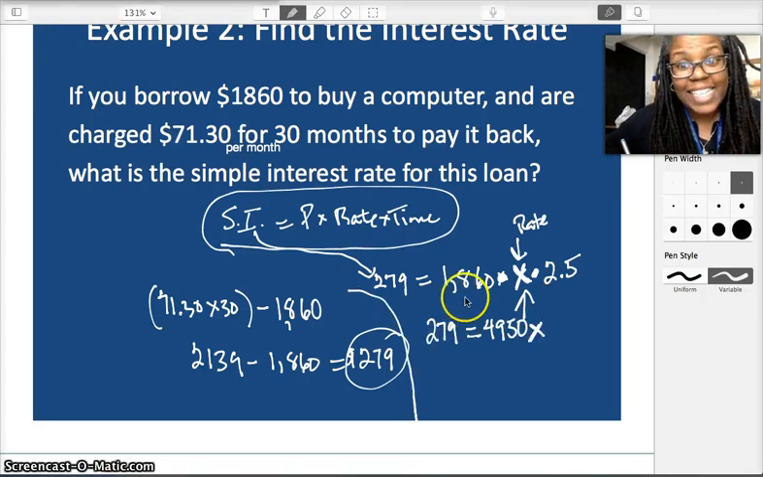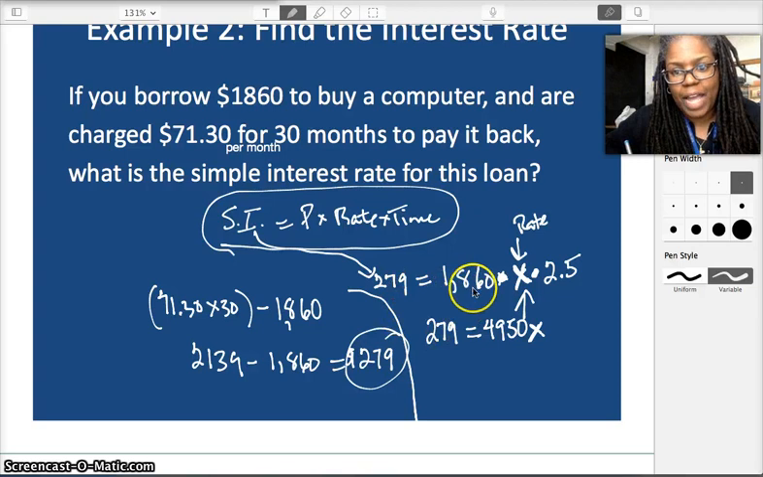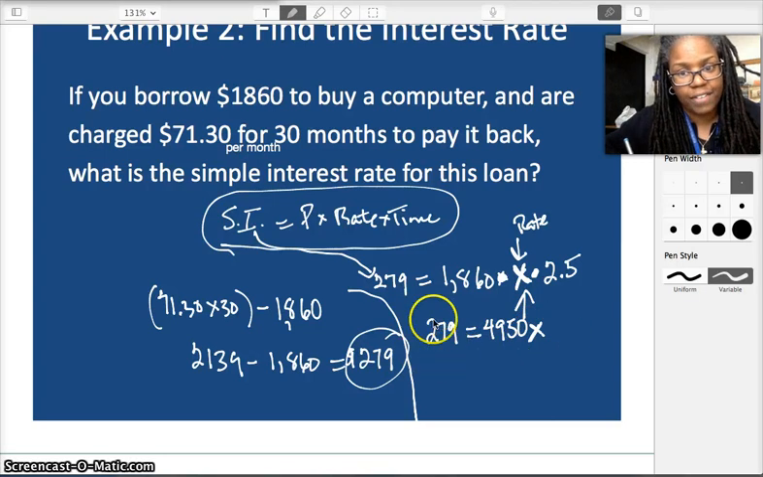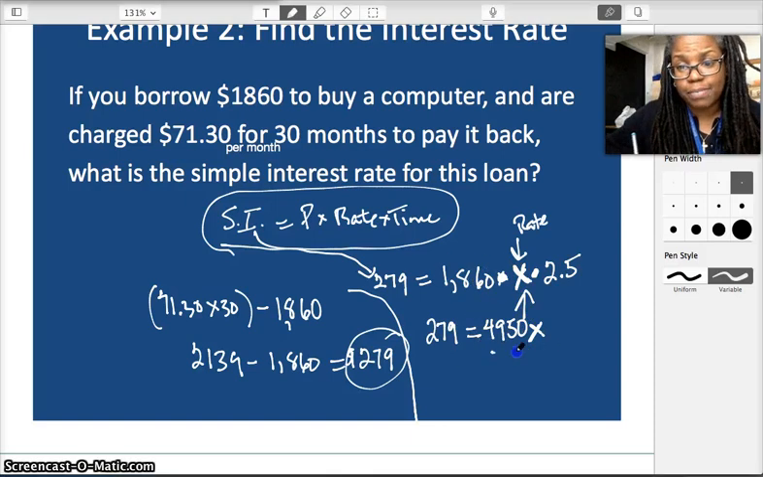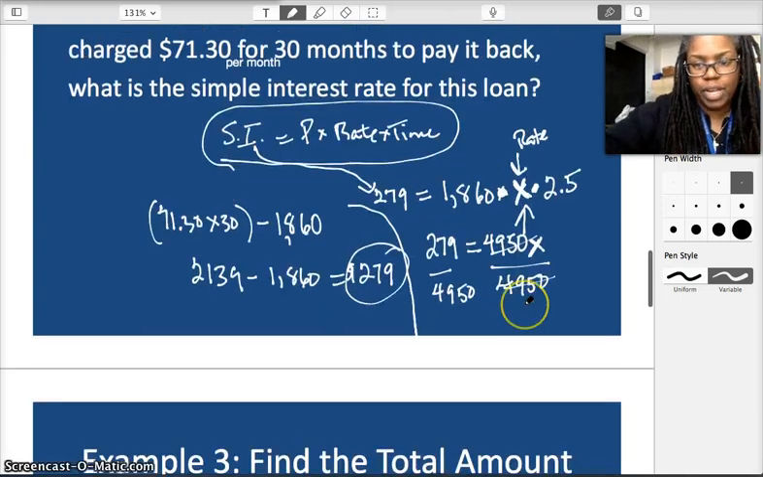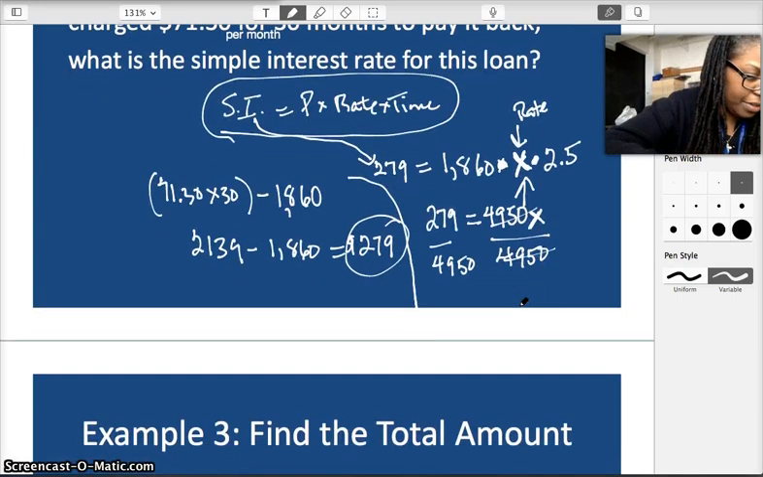And what we see here is that I can multiply the 1,860 times the 2.5. I get 4,650x is equal to 279, right? So this is just this equation kind of simplified a bit by me multiplying these two values together. So I need to solve for x, my friends, and I'm going to divide both sides by 4,650 on both sides. When I do that, I'm going to solve for x, and I should get a decimal answer.